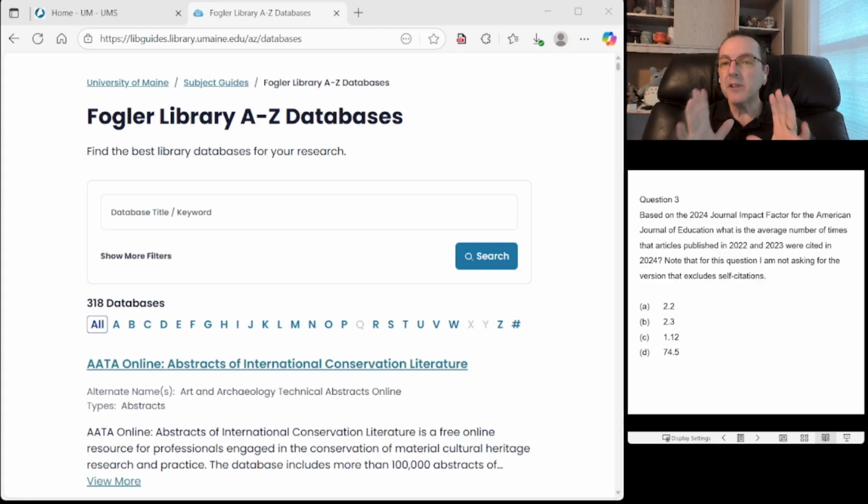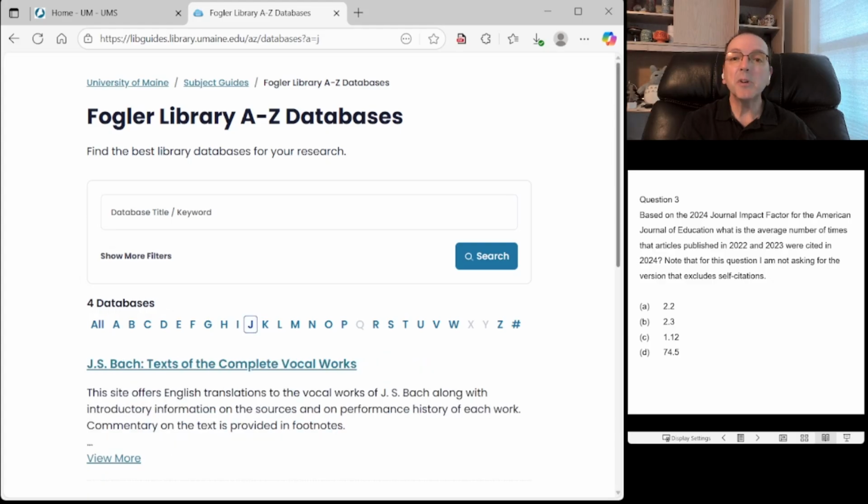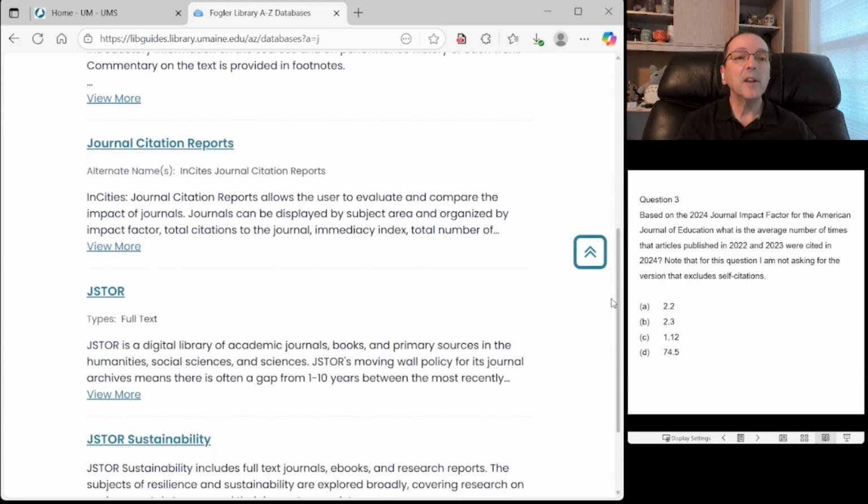Now, for the rest of exercise number 2, we're going to be switching gears and using a different database called Journal Citation Reports. Okay, so notice I've already jumped us back to the Fogler Library databases. Let's come up to J for Journal Citation Reports. I'm going to scroll down. Here it is. I'm going to select that.